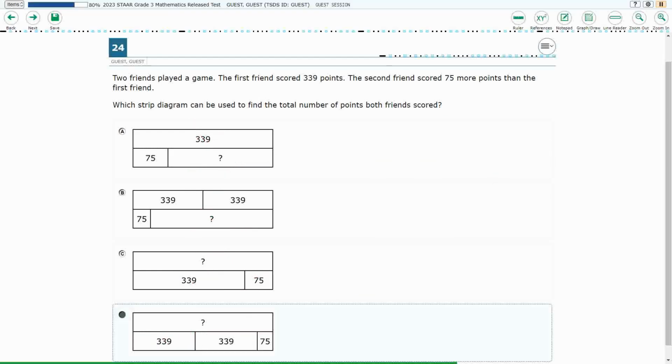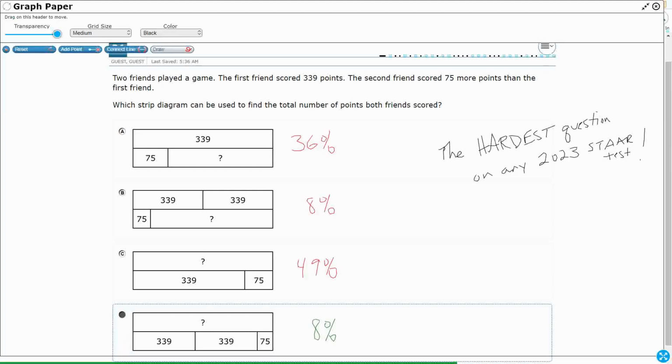Let's see how we did across the state of Texas. Poorly. That's how we did on this. This is not only the hardest question on this test, this is the hardest question on any 2023 STAAR test. And I'm talking third grade all the way up through high school Algebra 1. There is not a question that got a lower percent correct than a measly 8%. And I did not forget a digit. Only 8% of our students got this.